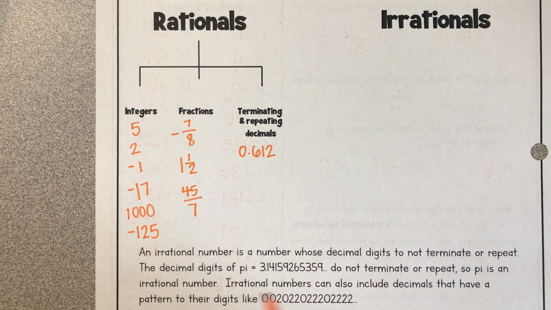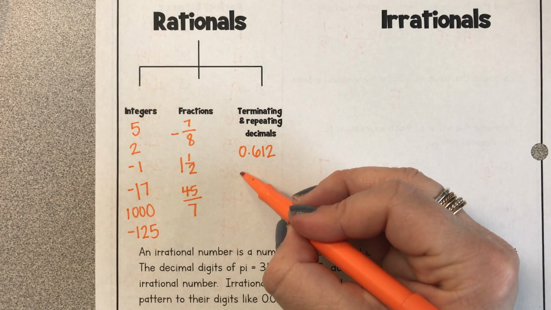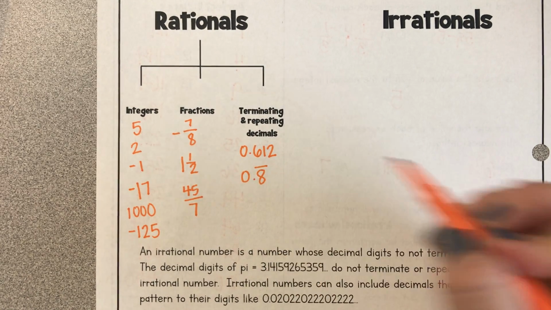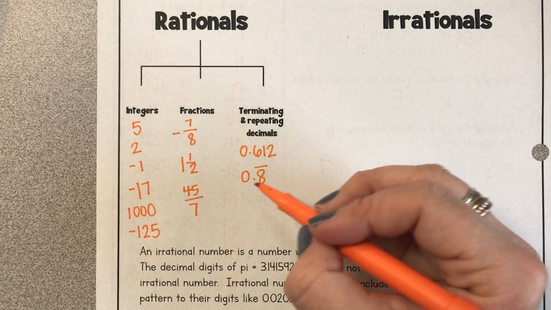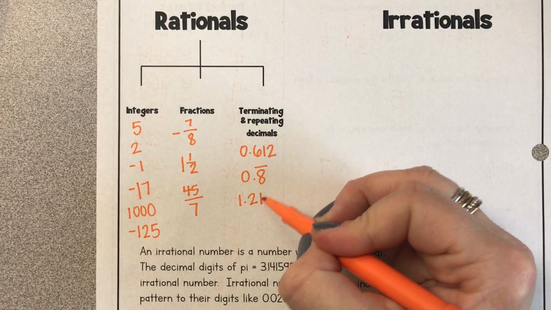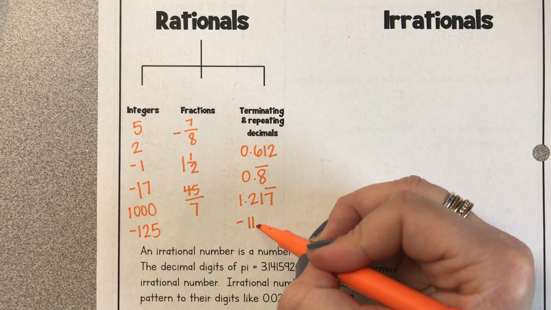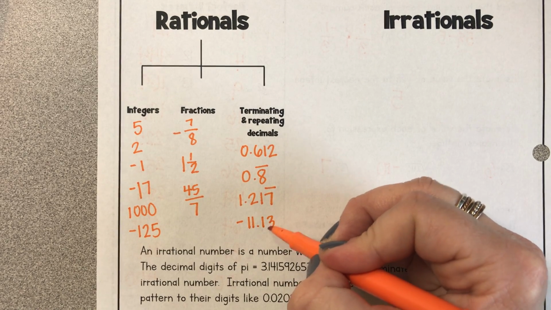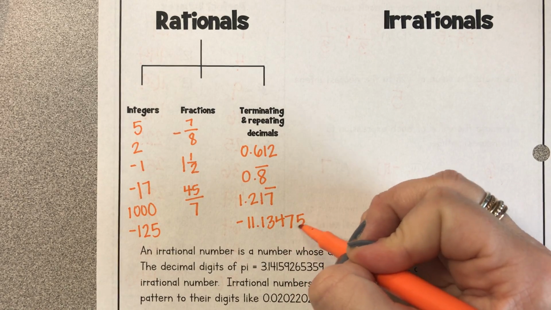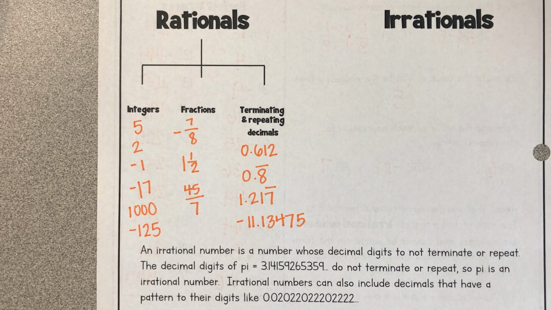It terminated. It just ended. Okay, it could be repeating, 0.8 repeating. It could even be something like 1.217 repeating. It could be negative 11.13475. Okay, any decimal that terminates or keeps on going forever and ever, repeating, is a rational number.